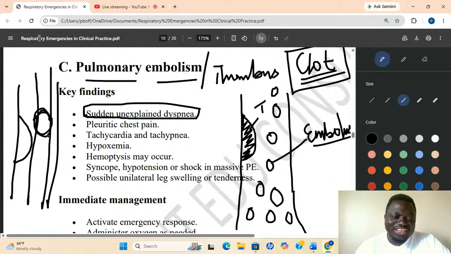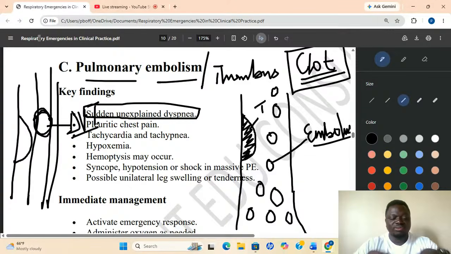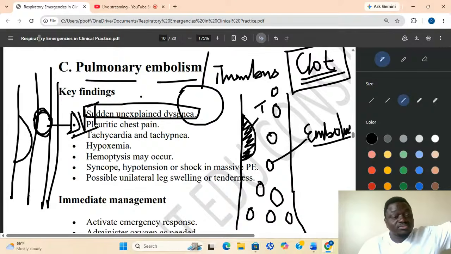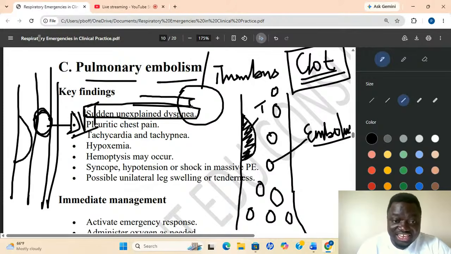So if it is stationary and it is in your legs, we call it what? Depending on the type of vein it got to, because we have superficial veins and we have deep veins. If it is in your superficial vein, we call it superficial vein thrombus. If it is in your deep veins, we call it deep vein thrombosis. Okay. Good. So this clot has managed to travel from wherever it started to your lungs. Okay, and it has got stuck there.